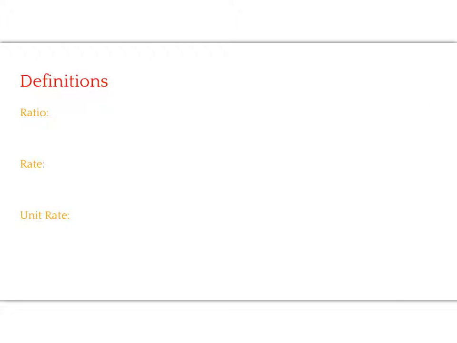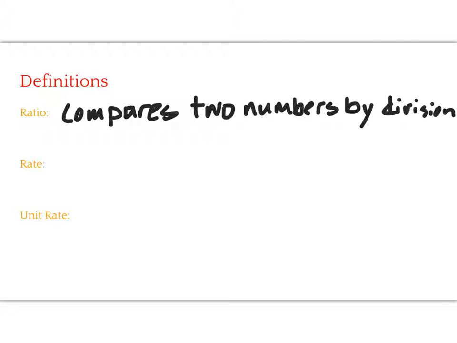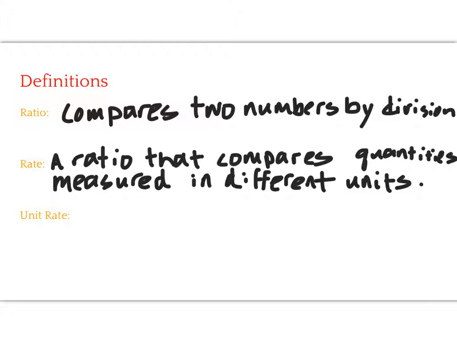Definitions. Ratio: compares two numbers by division. Rate: a ratio that compares quantities measured in different units. Unit rate: a rate with the denominator of 1 unit.